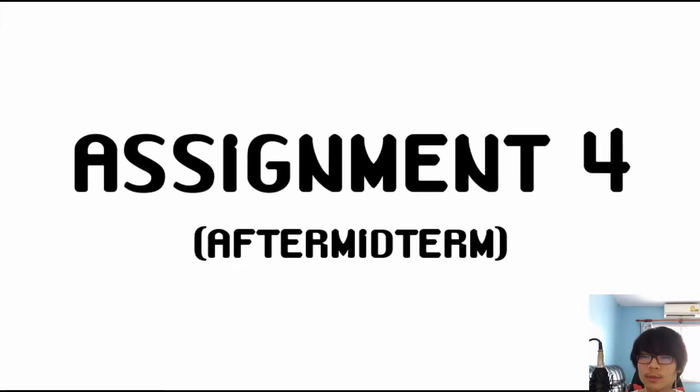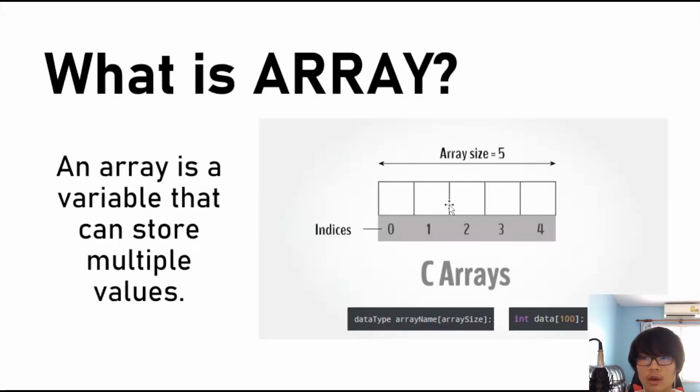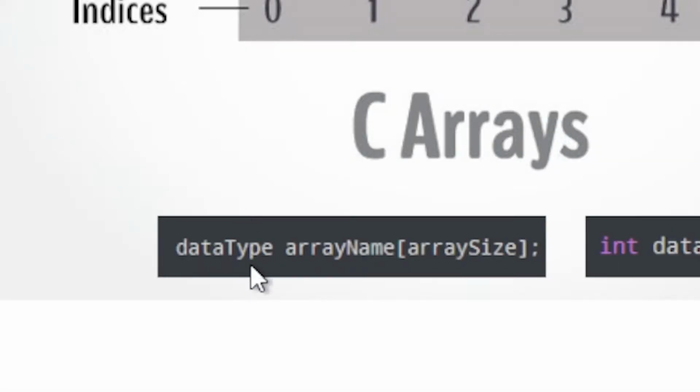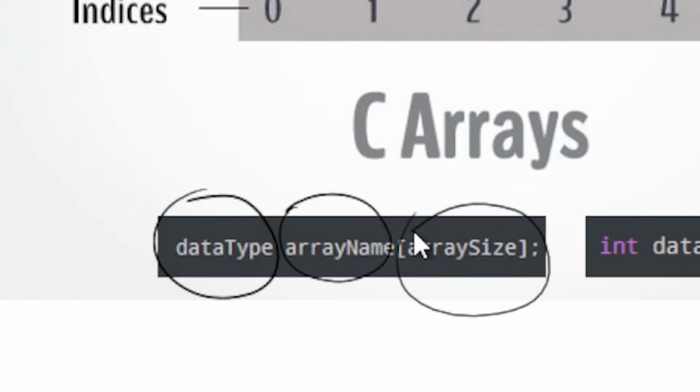Today I'm going to explain the program that I wrote. I will explain the new command first and then explain the working process of the program. This program will have only one new function, array. An array is a variable that can store multiple values. Its formula is a data type, array name, and in the square bracket is an array size.